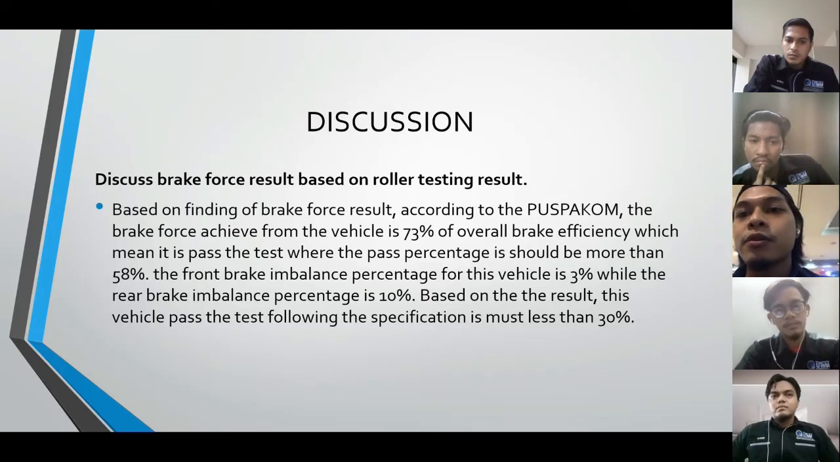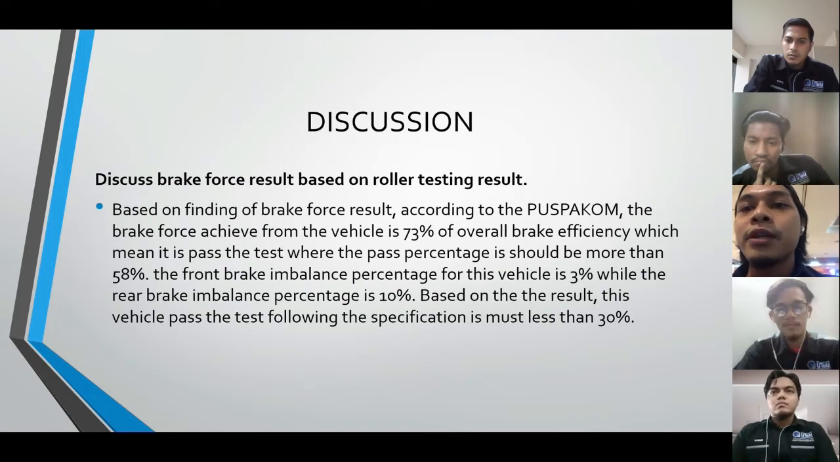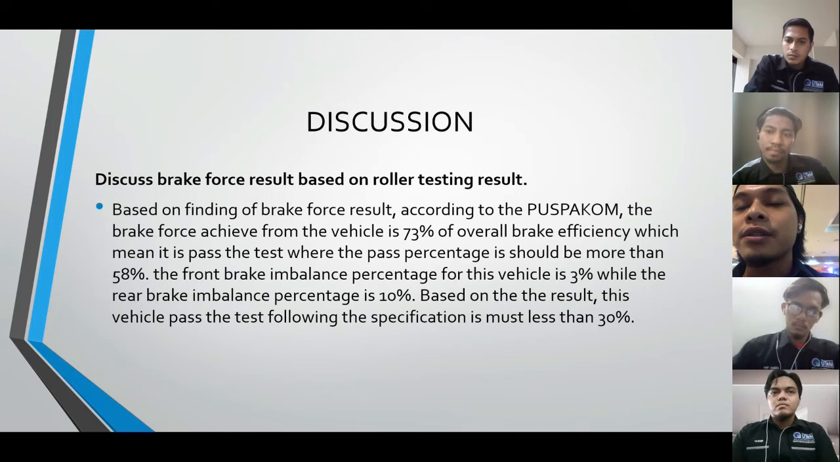Discuss brake force result based on roller testing result. Based on the finding of braking force result, according to Puspakom, the brake force applied from the vehicle is 70% of overall brake efficiency, which means it will pass the test where the pass percentage should be more than 58%. The front brake imbalance percentage for this vehicle is 30%, while the rear brake imbalance percentage is 10%. Based on the result, this vehicle passed the test following the specification of less than 30%.